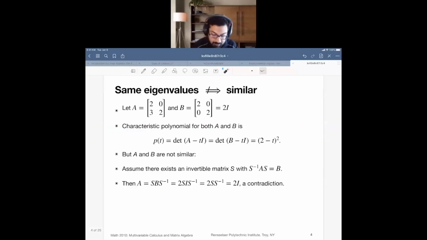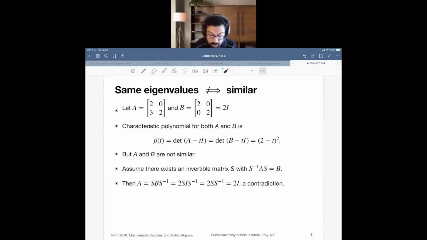So if you have two matrices with the same eigenvalues, that does not imply that they are similar. And to prove this, we are taking a look at these two matrices, A and B. A equals 2 0 3 2. It's a 2 by 2 matrix. B is 2 times I. Literally in the diagonal it has elements 2.